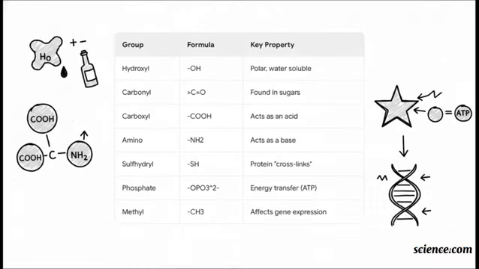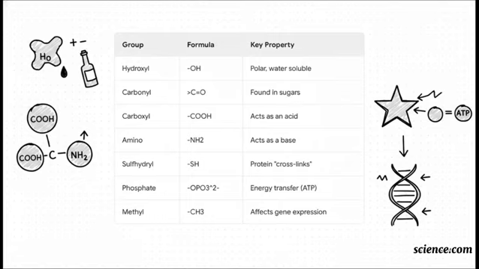Think of this table as your ultimate cheat sheet. You've got the hydroxyl group, which makes things polar and soluble in water. It's why sugar dissolves in your coffee. You have carboxyl groups, which act as acids, and amino groups, which act as bases. You stick those 2 on the same molecule, and boom, you've got an amino acid.